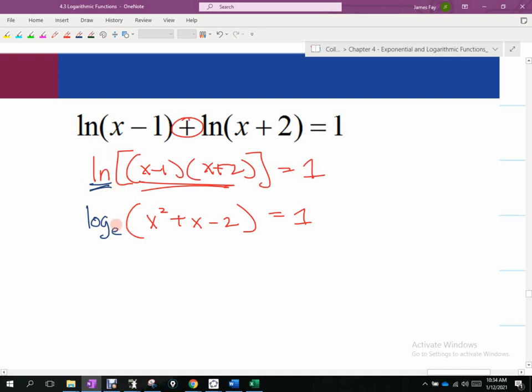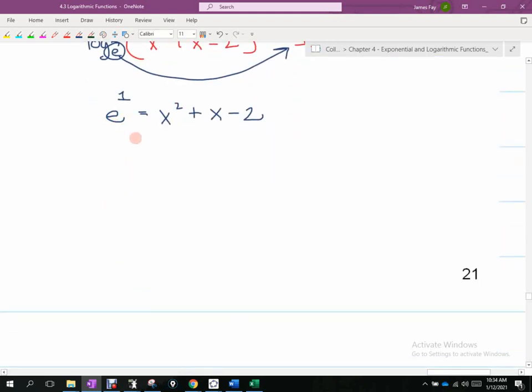So I'm going to use my definition of a logarithm and take that base, raise it to that power. So e to the first. And that should come back and give me x squared plus x minus 2, right? What do I need to do to make e to the first in order to solve for x? Got to make it 0. So I'll subtract e from both sides.